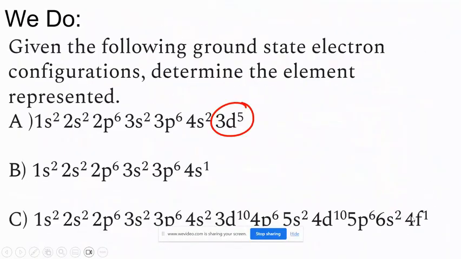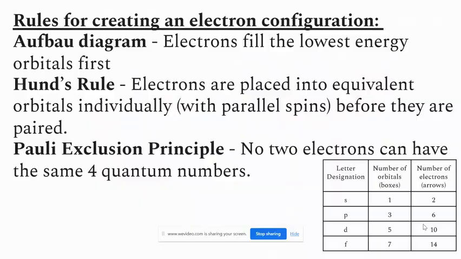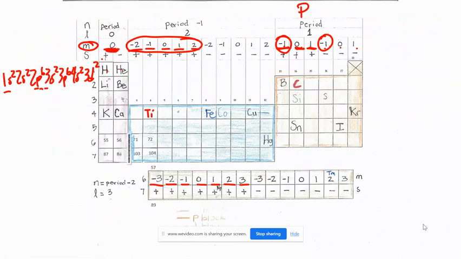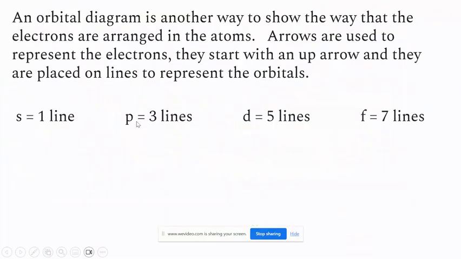And then this one is 4f1. So F is here. 4f, which row am I in? 6. So I'm somewhere in here. And it was 4f1, so it must be this guy. So if you pop over to your periodic table, that's La.